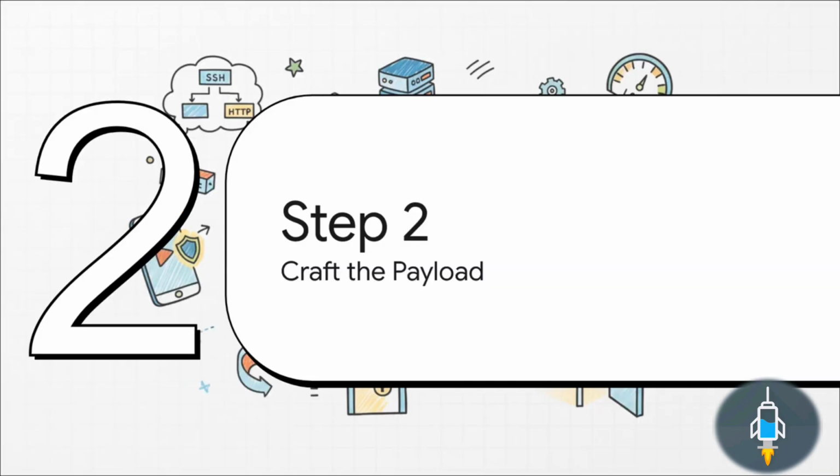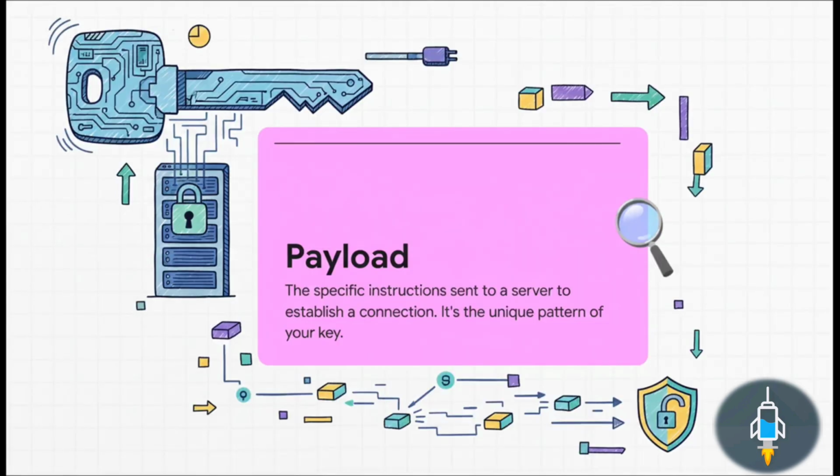All right, we've got our tools. Now comes the really intricate part of the job, crafting the payload. This is where we get into the nitty-gritty details that are going to make our key truly one of a kind. So, payload, what in the world is that? Well, it's actually pretty simple. Think of it like this. It's the set of instructions that your key is carrying. It's what tells the lock, in this case the server, exactly how to open. It is literally the unique pattern of teeth and ridges being cut into our digital key.